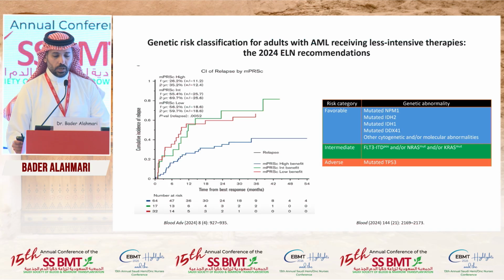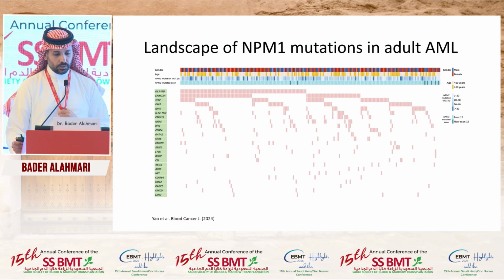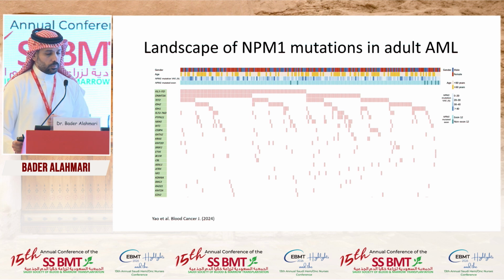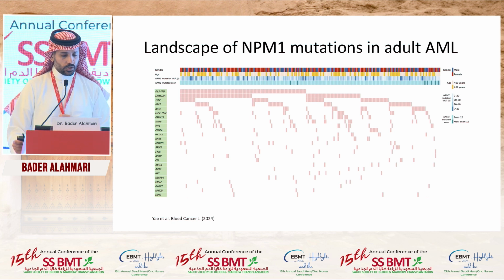But the most important thing is, can we do this not only for classification and risk stratification, but also as a targeted therapy and a kind of precision medicine? That's what we're going to talk about today. So we'll focus on NPM1 mutated AML and also KMT2 rearranged AML, where this kind of leukemia can be targeted by the use of menin inhibitor.